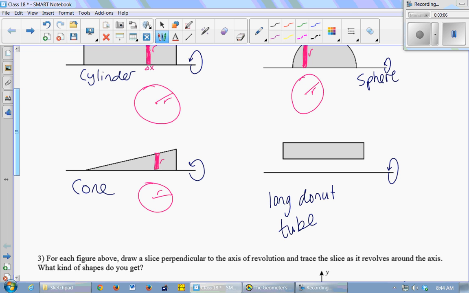Okay, here's my only one that's a little bit different. Take that little bitty rectangle, rotate it around. What's it going to look like? Two circles, a donut, or your book calls it a washer. So you would end up with a washer like this. If this distance, we could call that r, is that.